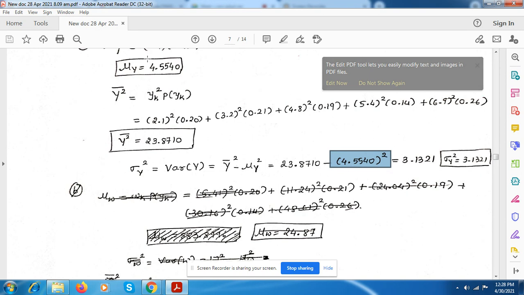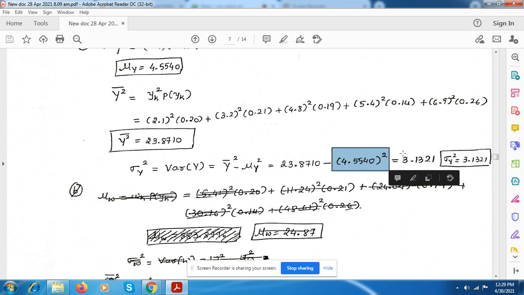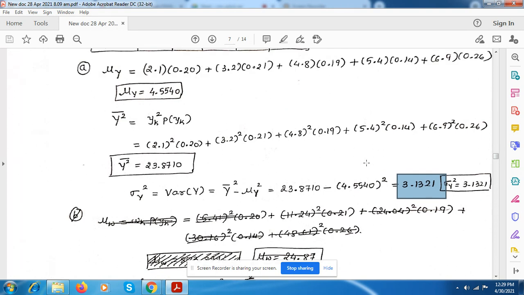Mu y we have calculated as 4.5540. So here we have to square this number. So finally we will get the variance value as 3.1321. So this is the variance of random variable y. So now we have calculated the mean value for y and the second order moment for y, and then we have substituted both these values to calculate the variance of random variable y.